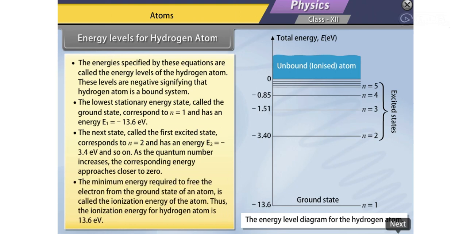As the quantum number increases, the corresponding energy approaches closer to zero. The minimum energy required to free the electron from the ground state of an atom is called the ionization energy of the atom. Thus, the ionization energy for hydrogen atom is 13.6 electron volt.